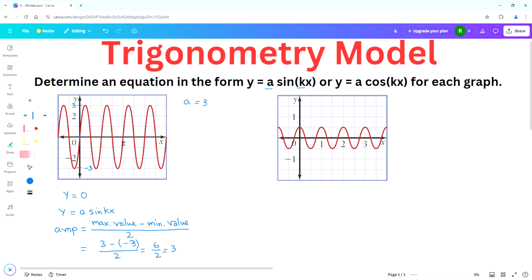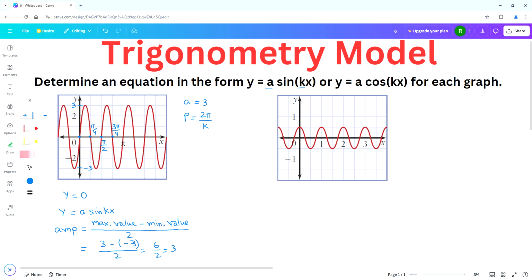Next we have to find the k value. For that we can use the formula for period. We have to find the period for the function from the given graph. As per the scale on the x-axis, 4 squares are equal to pi units. That means each square is pi over 4 units long. So this point here is pi over 4. This point here is pi over 2. And this point here is 3 pi over 4.